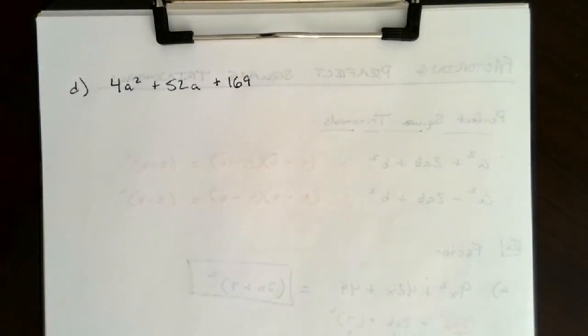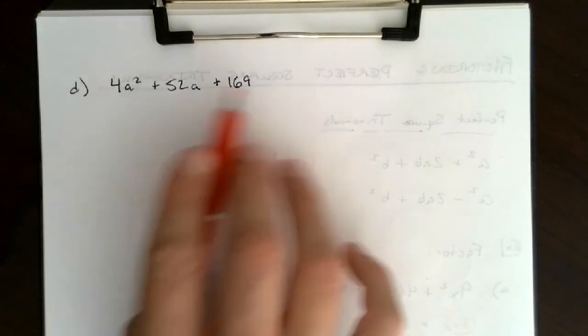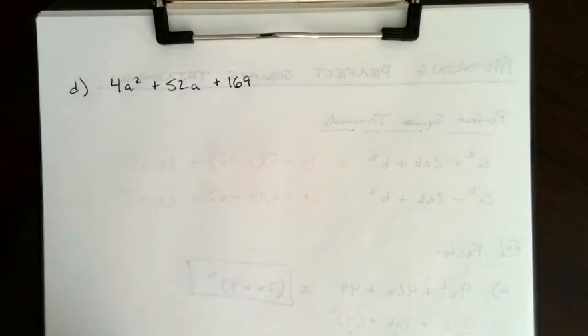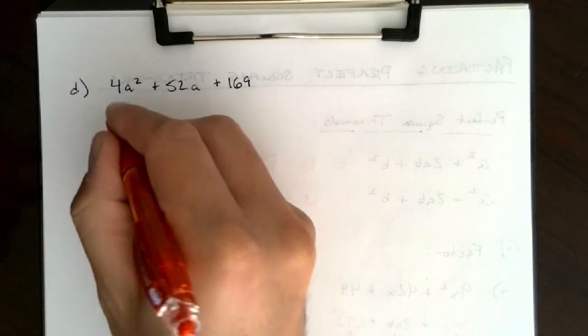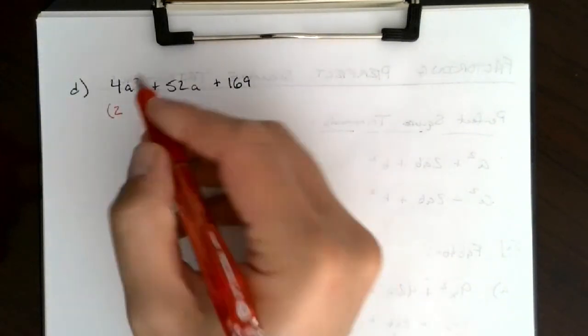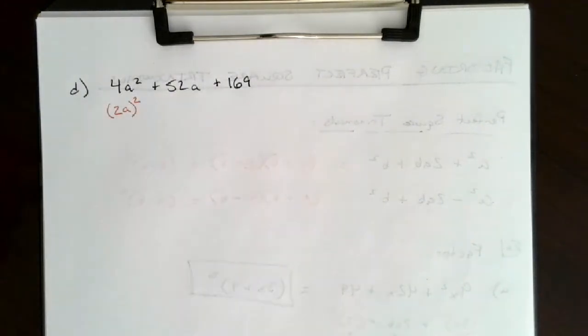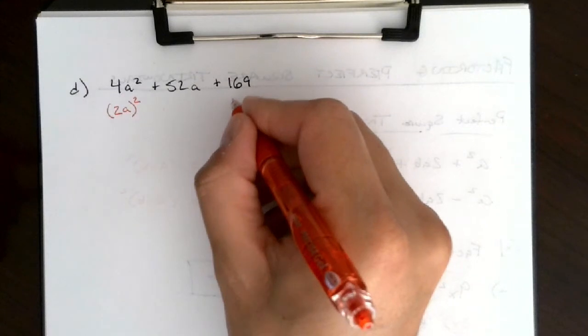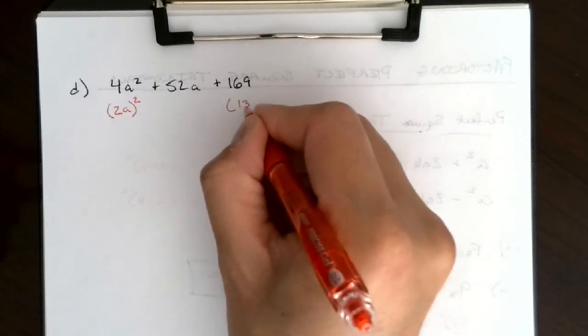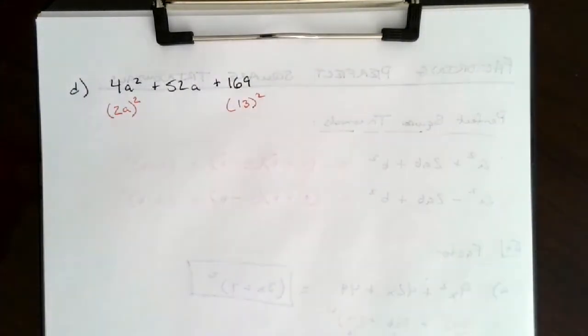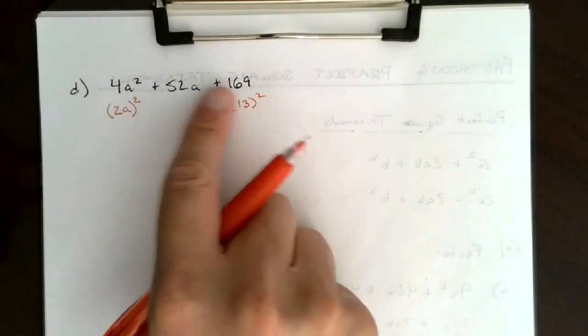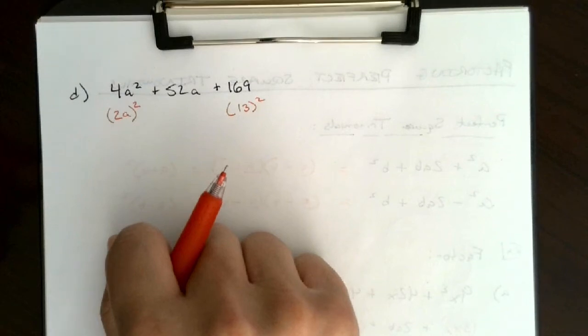I have 3 terms. I'm going to check to see if it's a perfect square trinomial. Remember, that can only happen if the first and last terms are perfect squares. So if I was looking at the 4a squared, is 4 a perfect square? Well, yes it is. It's 2a, and then that quantity squared, so 2a quantity squared. The 169, is that a perfect square? Well, it is. It's 13 squared. And if you're not sure, remember you can always use the square root button on your calculator to check if these are perfect squares. Now, if these aren't perfect squares, you can't use this formula.